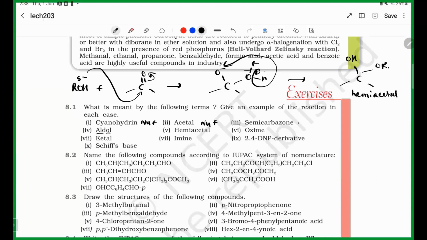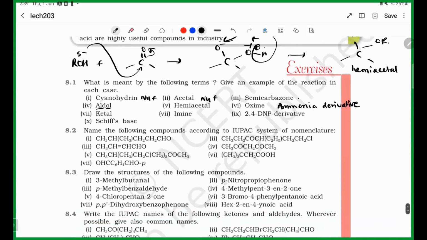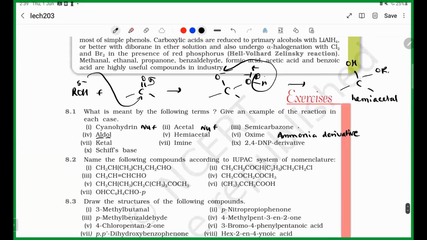Similarly, you also have, this is again an ammonia derivative, just like a semicarbazone. So, ketal. We've just covered acetal, right? The ketal is a similar thing, except with a ketone. So this is an ethylene glycol ketal. That's a ketal. An example of a ketal. Imine, another ammonia derivative.